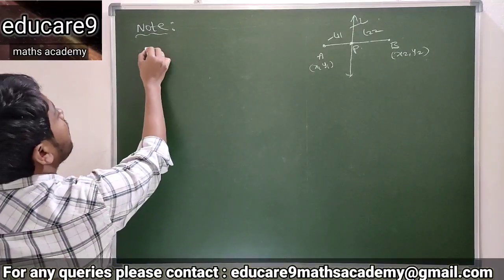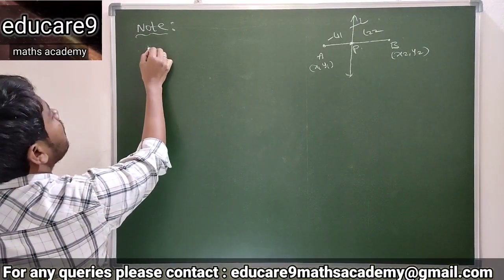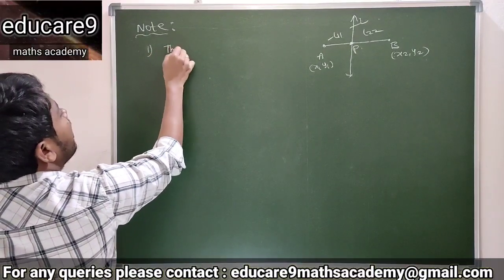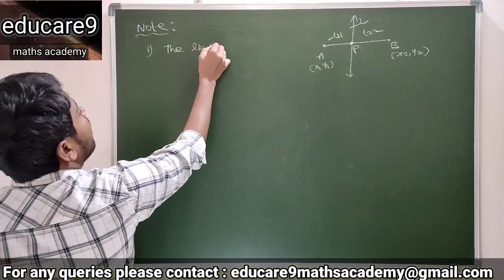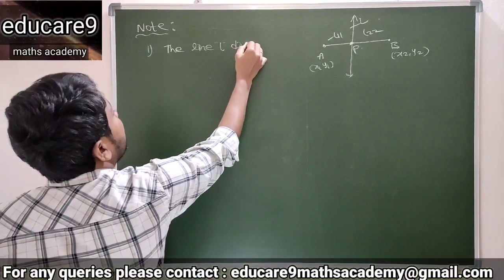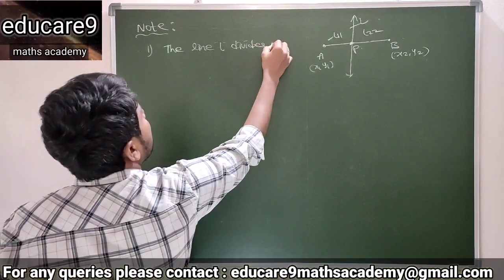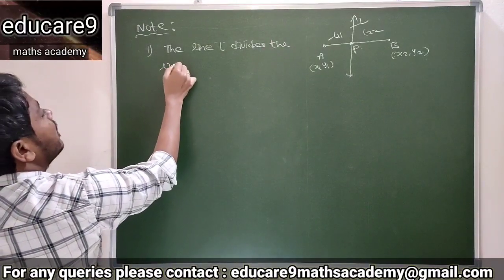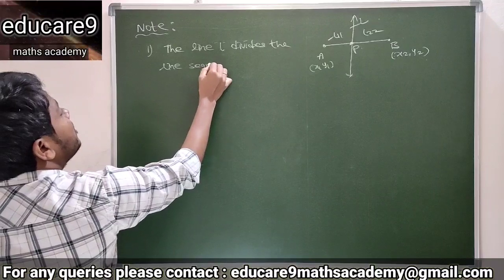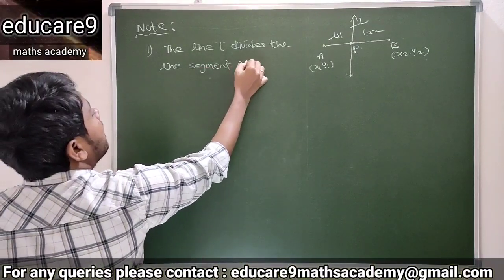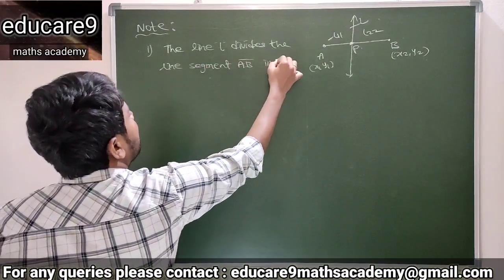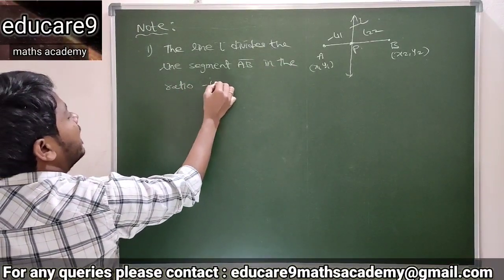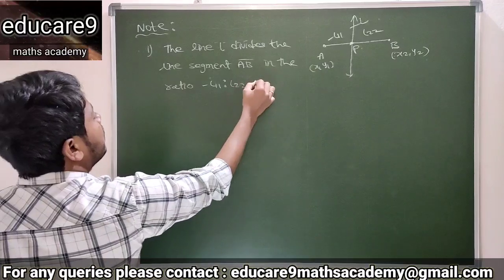Okay, so see here, first one: the line L divides the line segment AB in the ratio -L11 is to L22 internally.